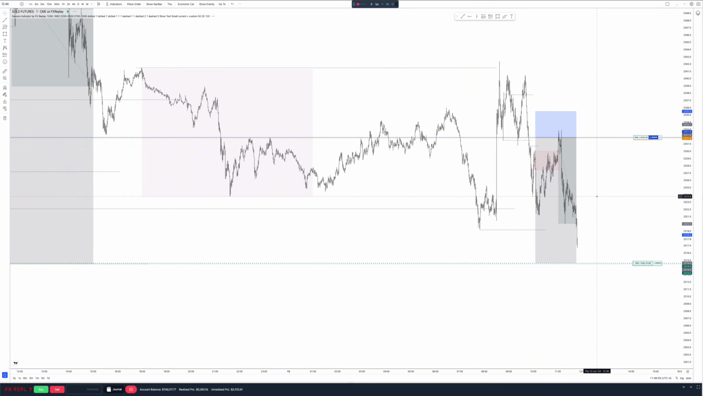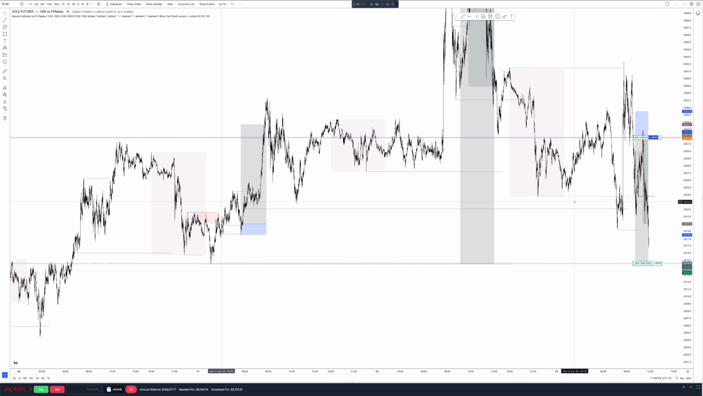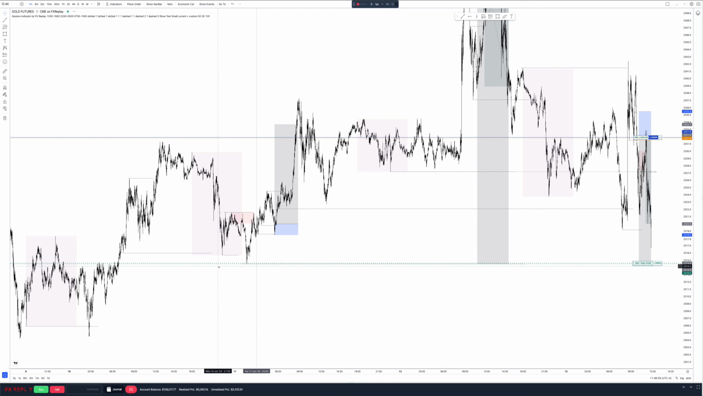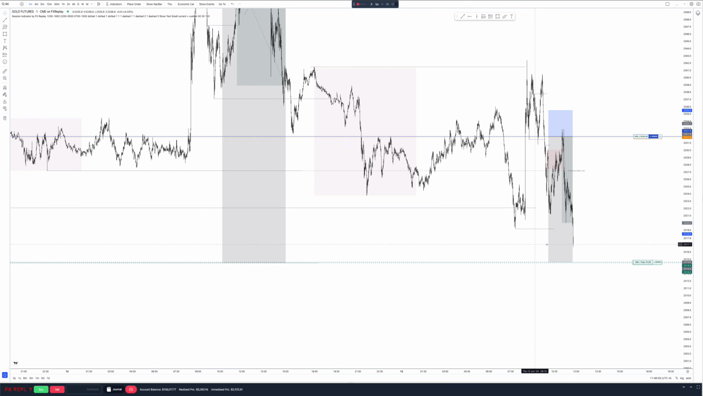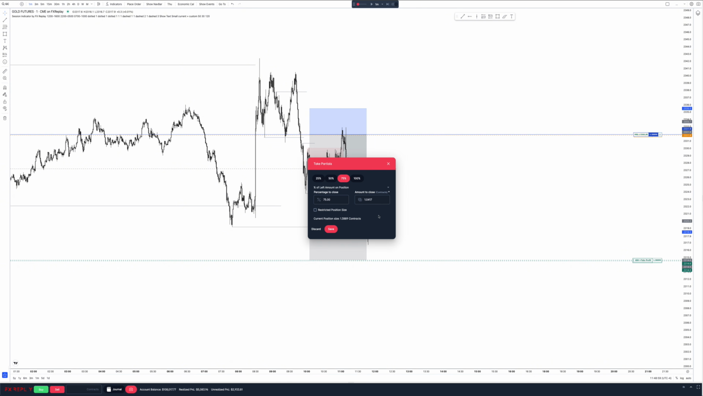Probably get out here, honestly. Interesting. Yeah, I'll probably just get out here just in case it reverses from here, because now we do have liquidity to the upside. So yeah, I'll be getting out here, say 100%.